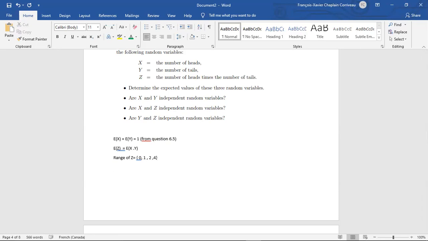Now, what is the probability that Z is equal to 0? Well, do we really need to find it? We don't care about it, right? Because when I compute the expected value, I'll do 0 times the probability that Z is equal to 0. So I don't really care about that probability. So it's not really needed. So I'll just start with the probability that Z is equal to 1.